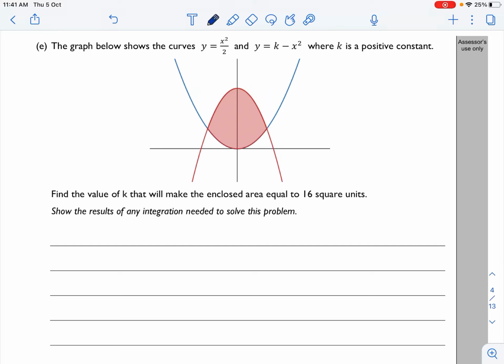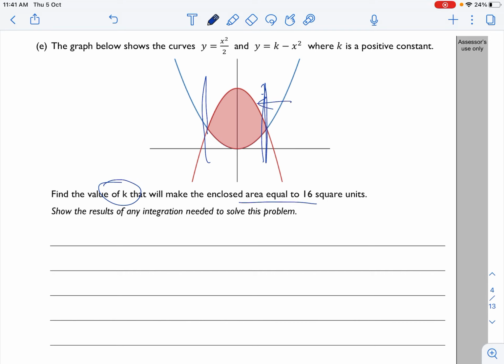So this is question 1e. It's quite a tricky one because we're trying to find out what k is. So make the area equal to 16. So we've got two cubes here and we're finding the area between the two cubes, between these two points here.